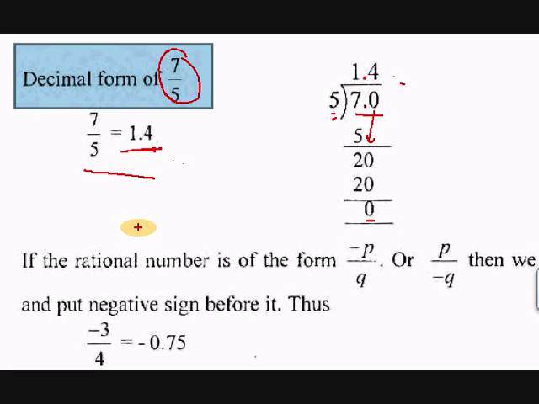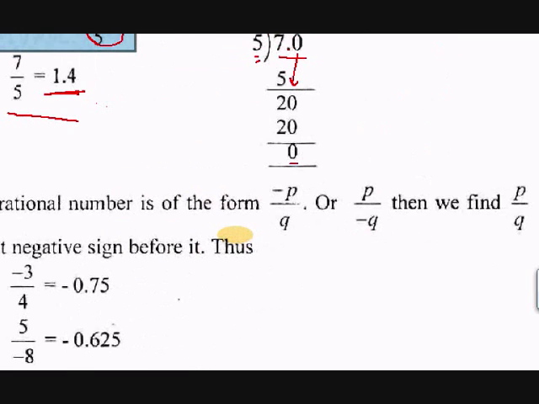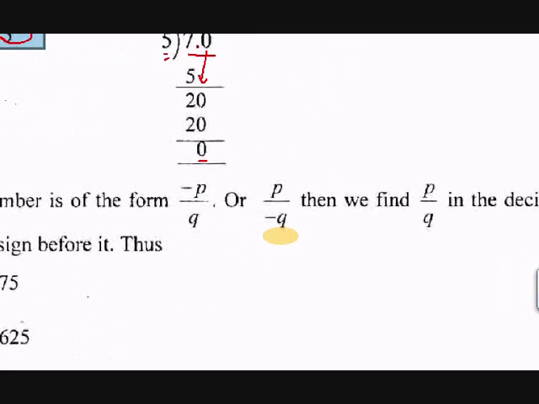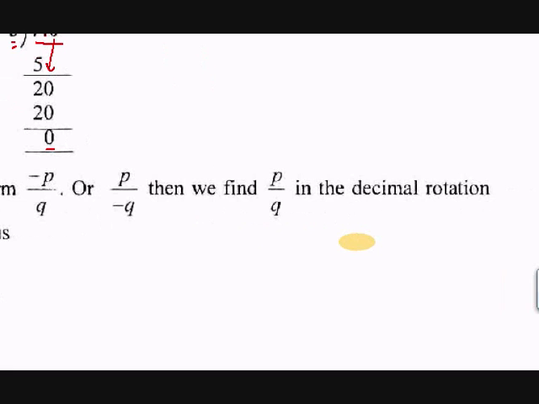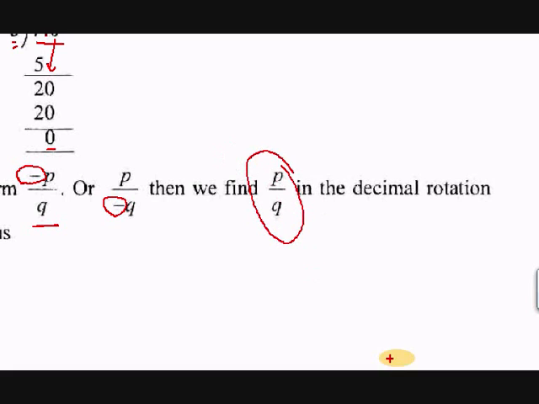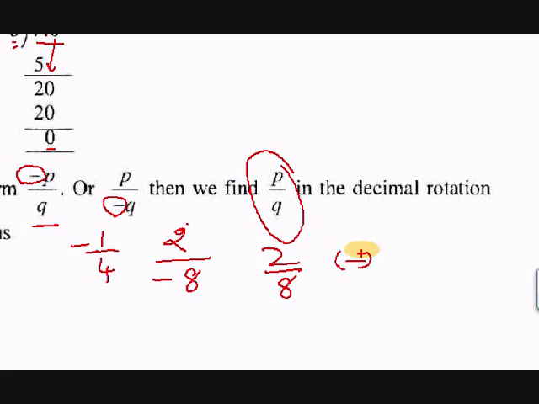There is another important point that needs to be mentioned here. The rational number is of the form p by q, minus p by q, or p by minus q. You know what it means here. The negative sign comes into the picture, right? So what we do is, with a negative sign, we just find it like p by q. Example is minus 1 by 4, or we can call it 2 by minus 8. For this, first we find 2 by 8 and then add a negative sign. That is what is told.